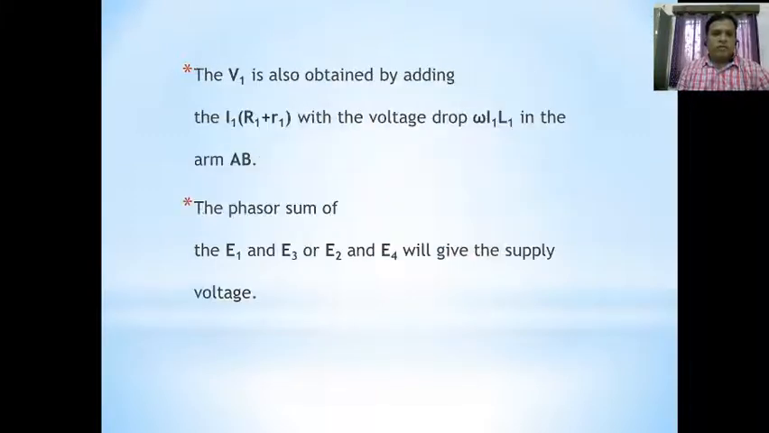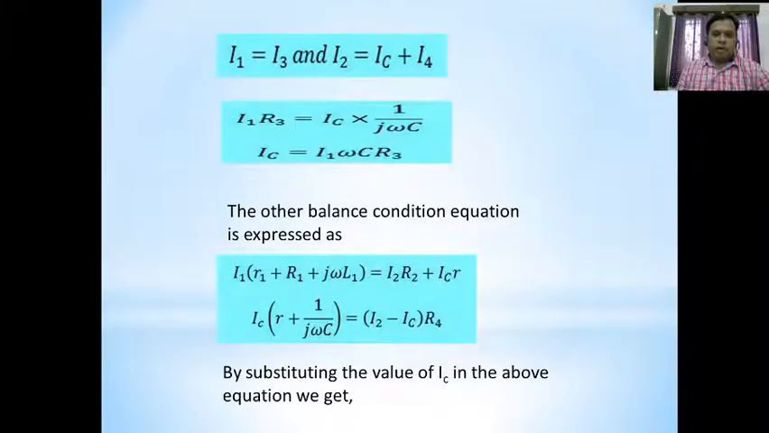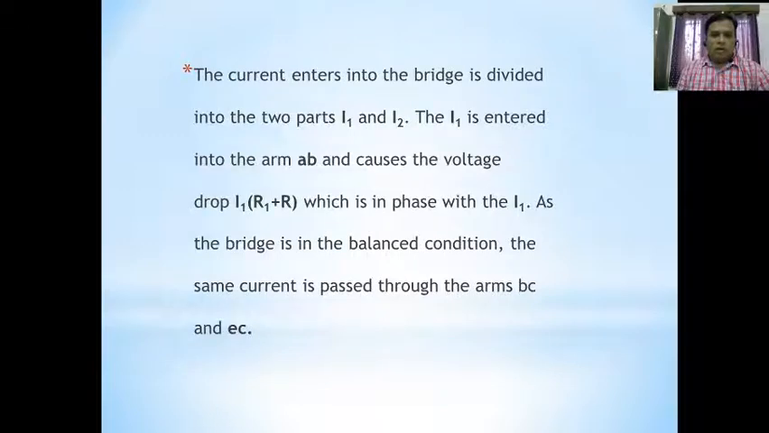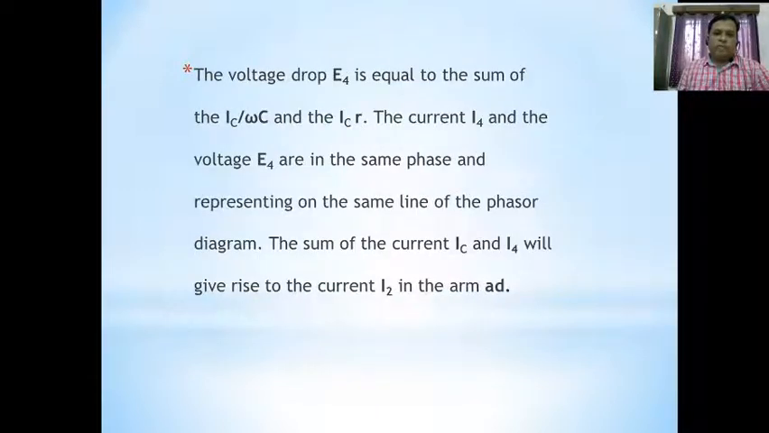We see here how the formulas are written for these balancing conditions, and we will find out how these currents are flowing, and in these arms the same current passes through the arms BC and EC. So this is a phasor diagram. With the help of the phasor diagram we have drawn here how the current is flowing and that the current is equal to the sum of IC and I4.